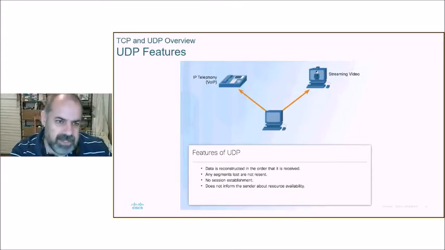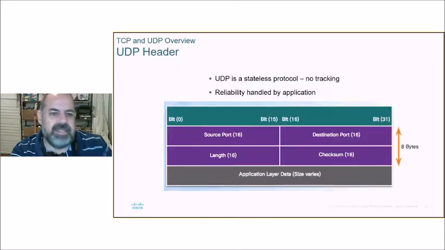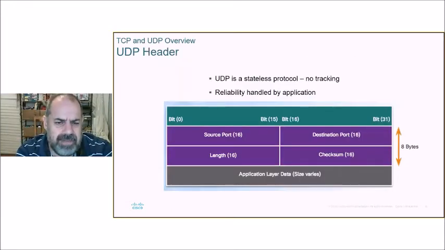But I'm going to say with IP telephony, you don't often have those bigger problems these days with half decent networks. UDP is a stateless protocol, so it does no tracking, and if it needs reliability, the application layer is going to have to do it. As you can see from the header, there's not a lot there. There's a source port, destination port, length, and a checksum, and that's it.